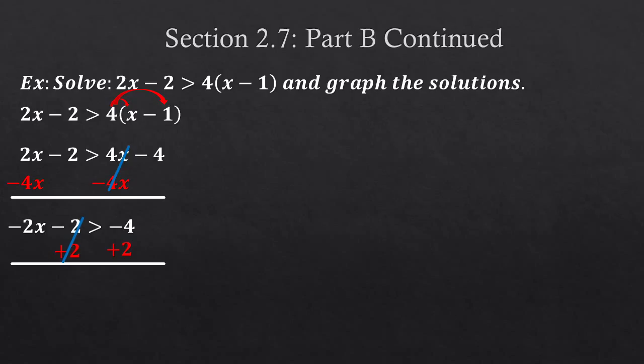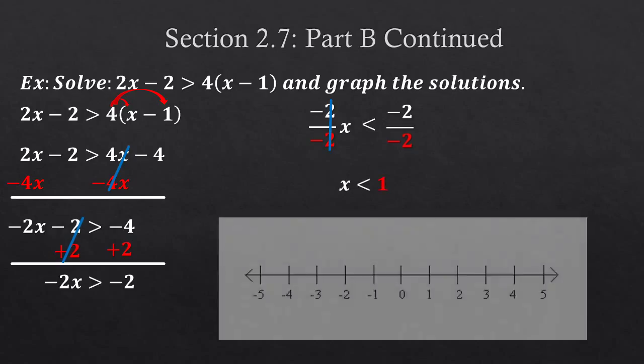The 2's cancel on the left. -2x is greater than the -4 combined with a positive 2. Unlike signs, subtract. Keep the sign on the larger number. Gives me -2. Solve for x by dividing both sides by -2. And because I'm dividing by -2, I have to remember to change the direction of the inequality sign. Therefore, x is now less than -2 divided by -2, which is positive 1.